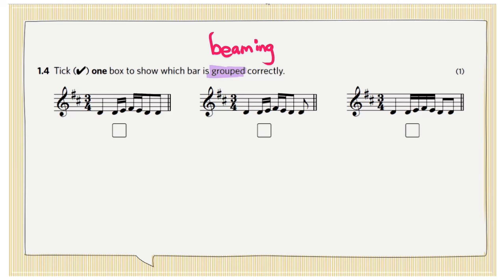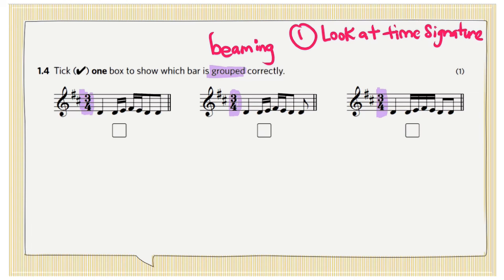Okay, in order to know how the notes are beamed, very important, we have to look at what? Look at the time signature. It tells you lots of information. And the time signature for this question is 3/4. Okay, the time signature for these 3 options will be the same. It's just that you have to take a look at how the notes are beamed.